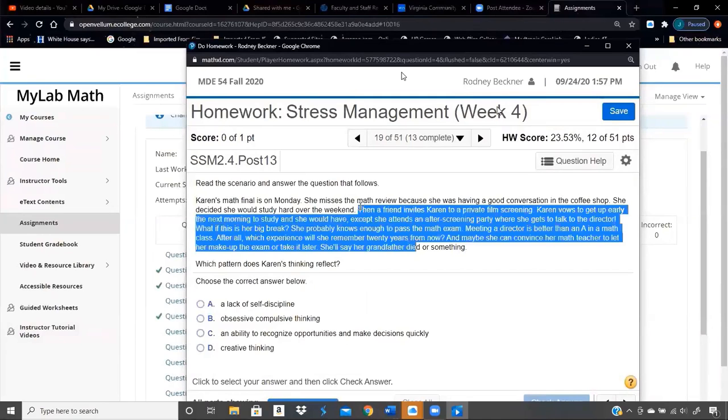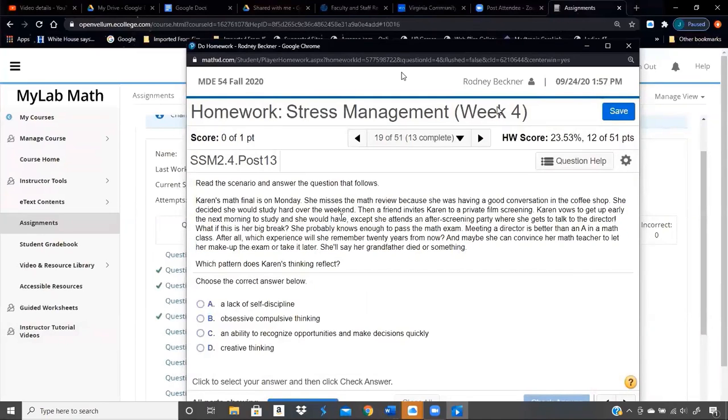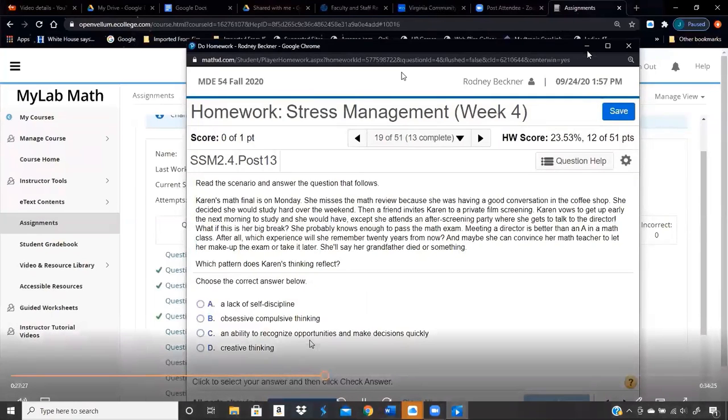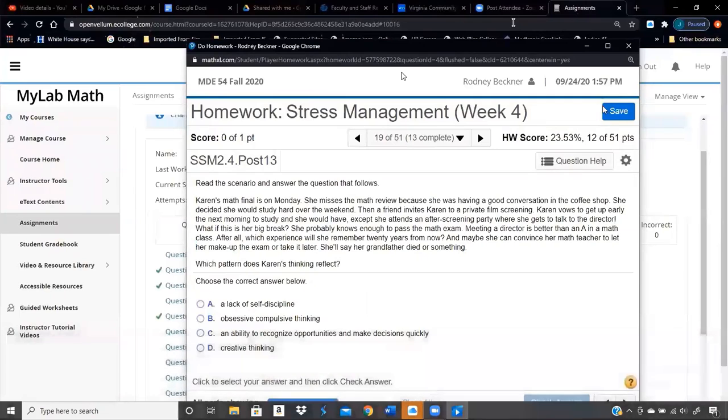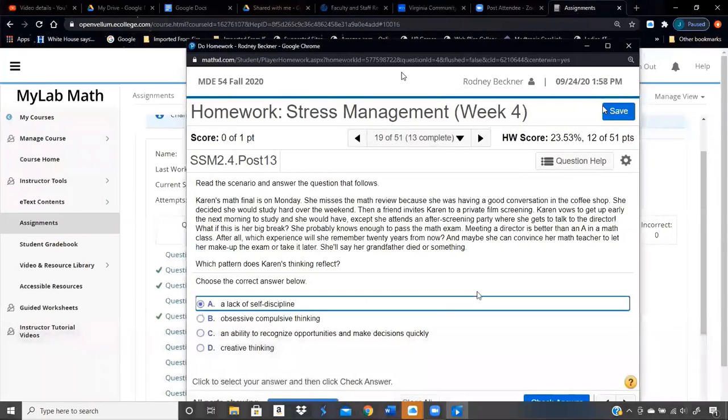So I kind of alluded to this concept several examples ago. A lack of self-discipline, obsessive-compulsive thinking, ability to recognize opportunities and make decisions quickly, or creative thinking. So which pattern does Karen's thinking reflect? Let's see, we got some votes, a couple votes for A. So we're voting for a lack of self-discipline.